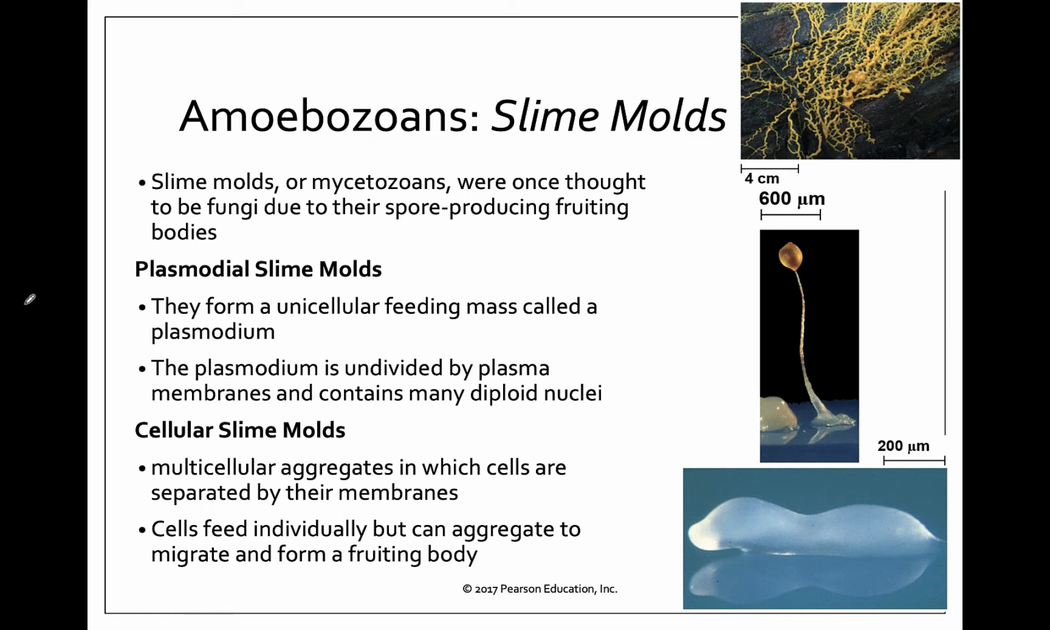The first group are the slime molds. So these were originally thought to be a fungus because they can produce a fruiting body and actually release spores to spread themselves. But after looking at them further, they are not a fungus. They are a protist. The plasmodials, these have two body forms, the plasmodial body form and a cellular slime mold.